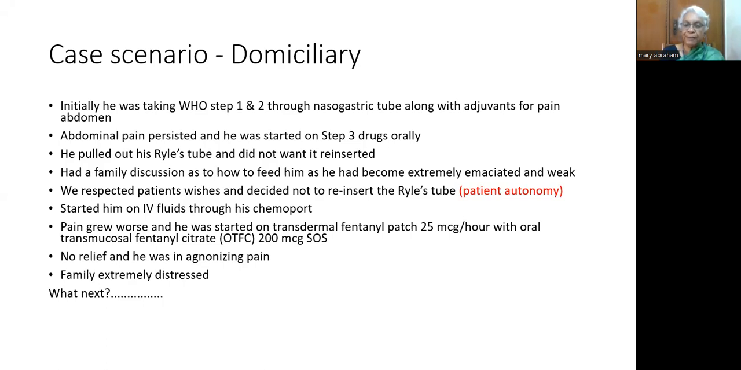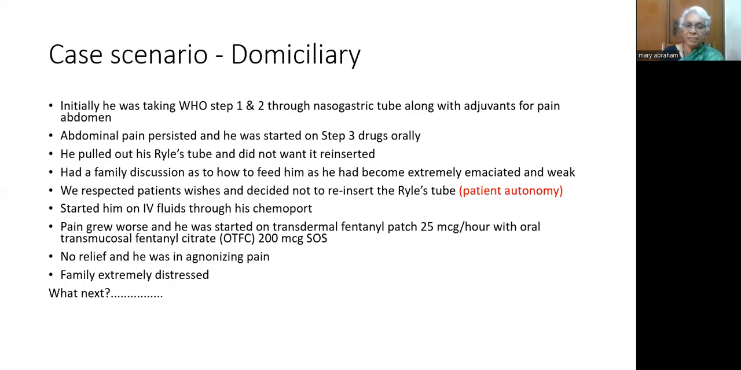But because that was the patient's wish that he did not want a Ryle's tube inserted, we decided that we will respect his wishes. Okay, it was very easy to put in a Ryle's tube for him because he was so weak. He would not have resisted it, but because that was his wish, we respected patient autonomy and we decided not to reinsert the tube, and we will do other means for his management. So he was started, the chemo port was there, and he was started on IV fluids like maintenance fluids.